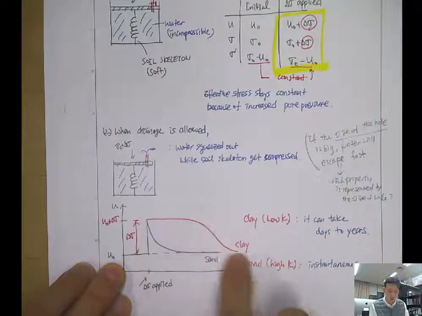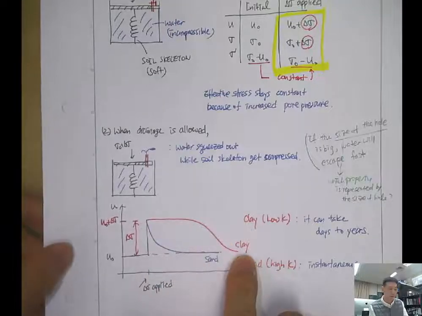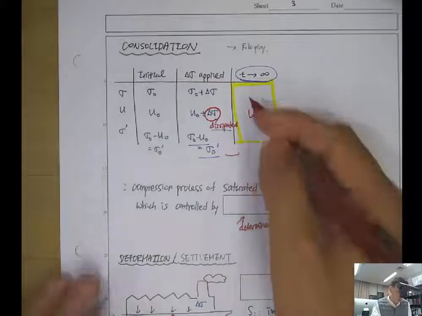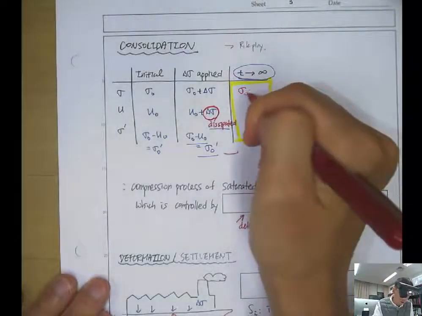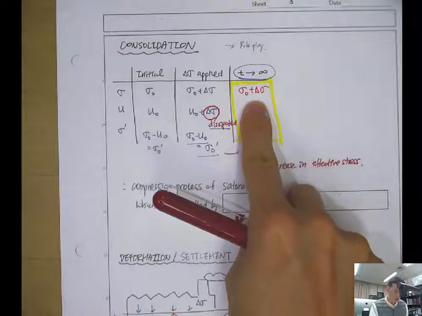Or if it's clay, it's going to be slow, but still it will eventually go to u naught, the initial state. What about the total stress? Total stress doesn't change because we didn't remove any stress here. We didn't remove it, so it will stay the same.